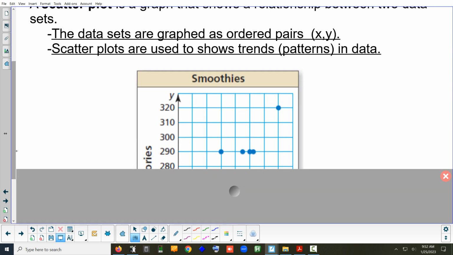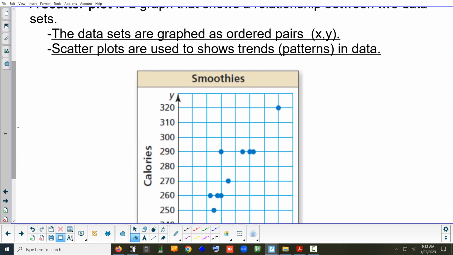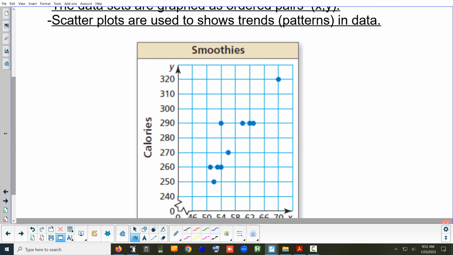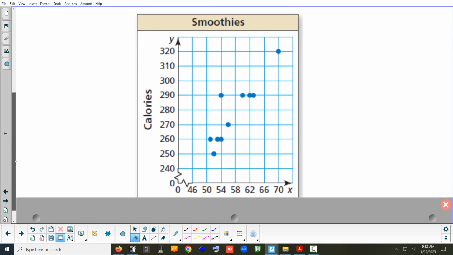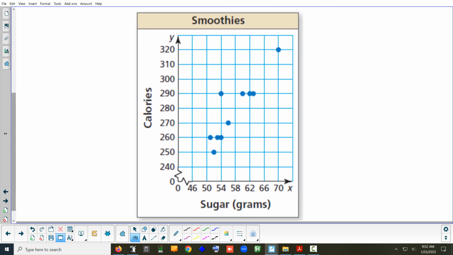So here's an example of a scatter plot, and I think you guys have this one on your guided notes. When you have a scatter plot, you need to make sure you label each axis. So on the x-axis here is how much sugar is in the smoothie, and on the y-axis is how many calories are in the smoothie.